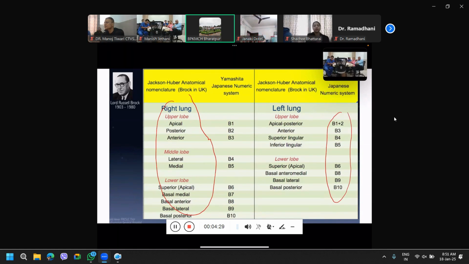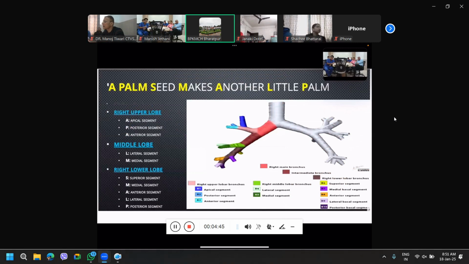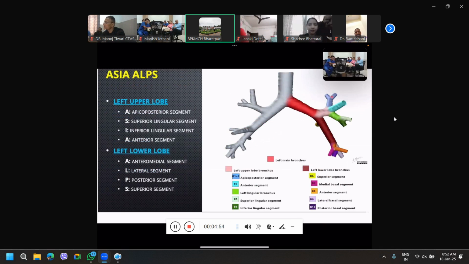Again, in the first picture on the left of the screen, we can see the description by Jackson Hubbard, and the right side is the description by Yamashita, where we see B1, B2, B3, etc. This is very good for the juniors, for the residents. On the right side, we see "A palm seed makes another little palm." That is the acronym for all the segmental divisions on the right side. Similarly, for the left side it is "Asia Alps": A for apicoposterior, S for superior, etc. These are the basic things just to remember.